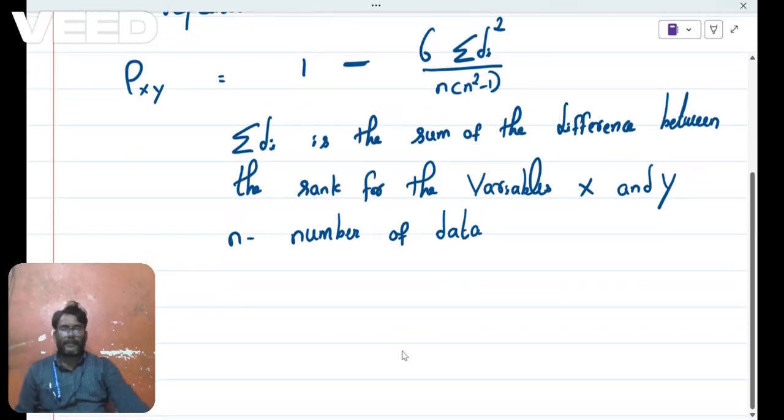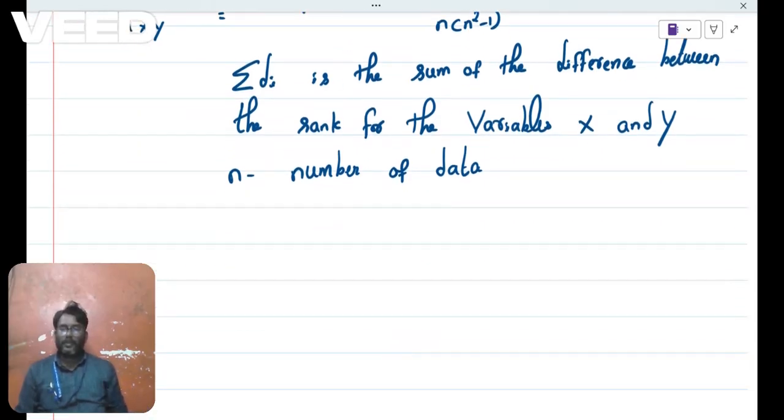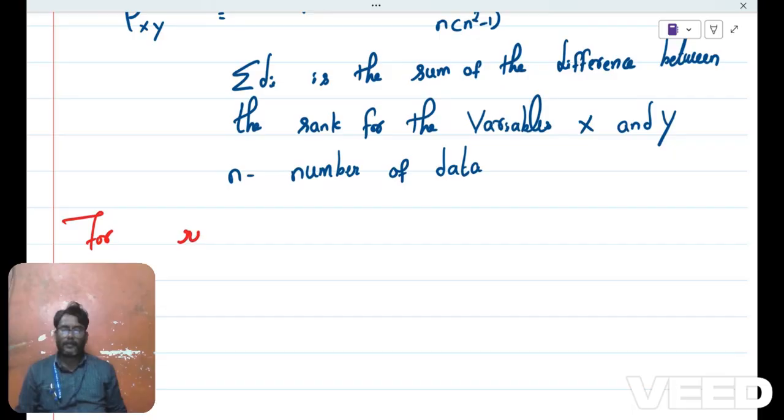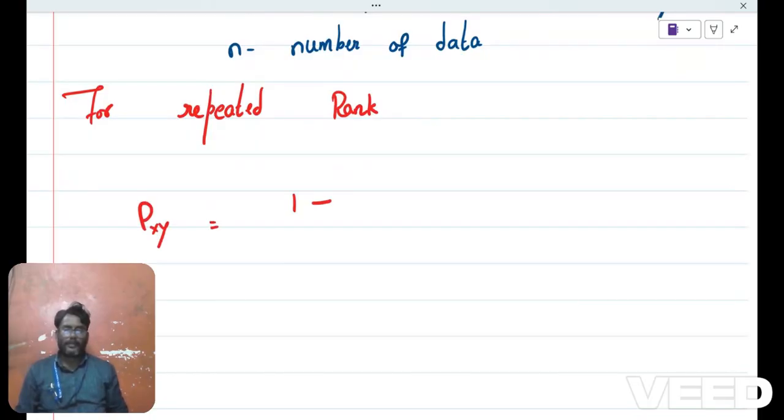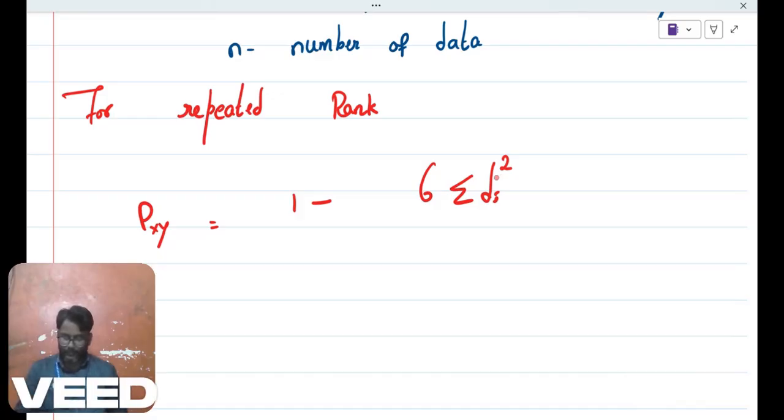Next, for the repeated rank, rho of x, y is equal to 1 minus 6 times sigma di square plus correction factor, divided by n into n square minus 1.